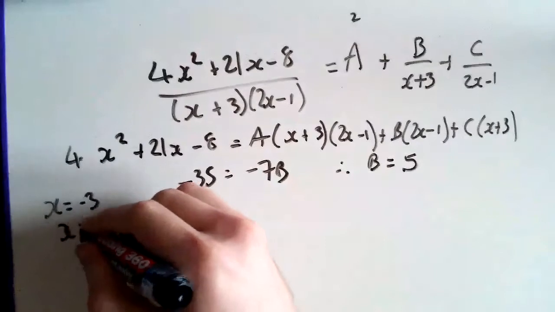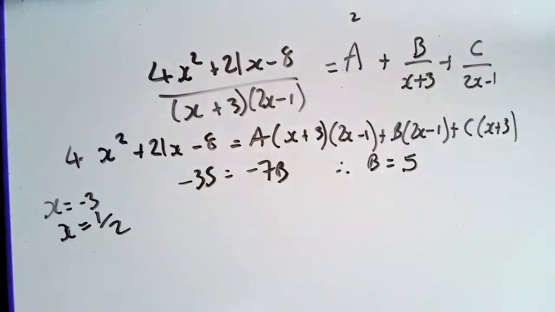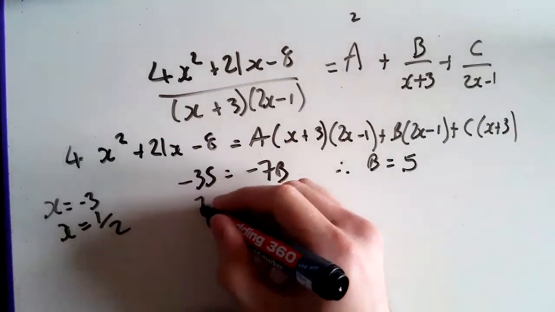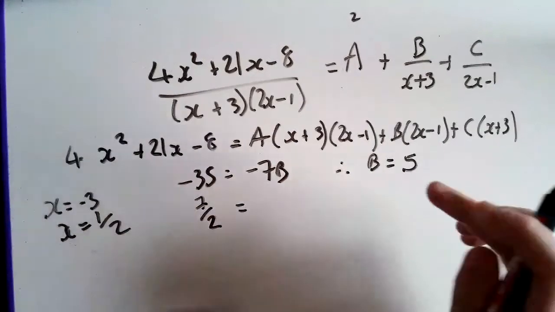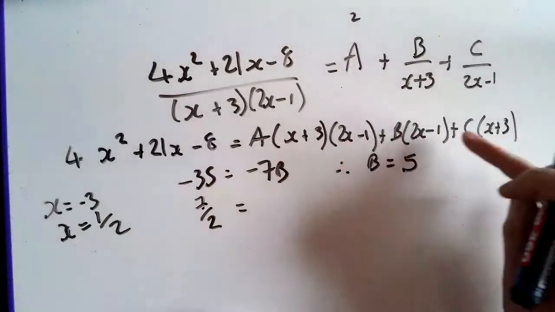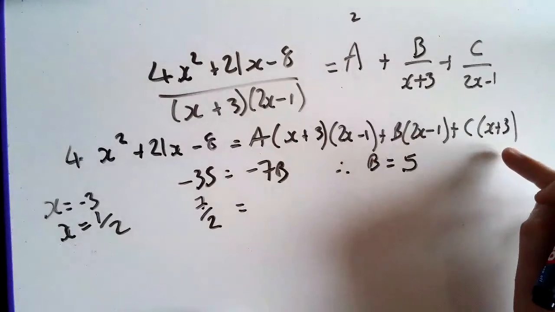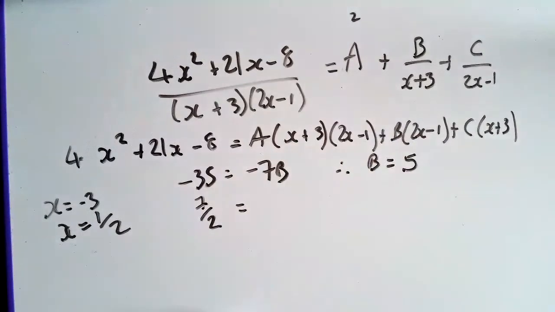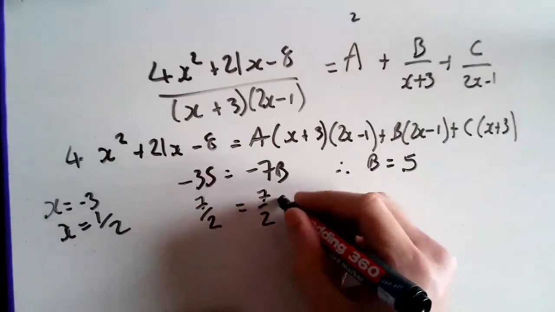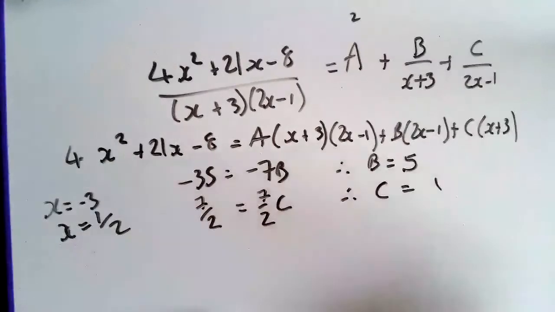Then x equals a half. So 4 times a quarter, so that's 1, plus 21 over 2, take away 8. So I've got 7 over 2 on this side. That'll disappear in this one. So I put a half into there. I get a half plus 3 gives me 7 over 2, so 7/2 c, therefore c equals 1.